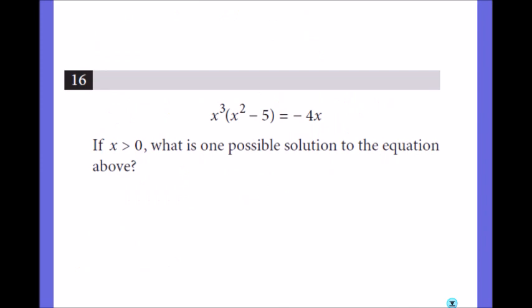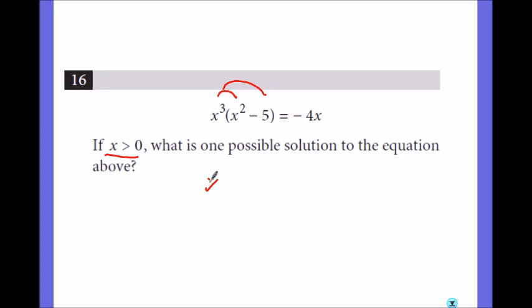So here's the free response part. And usually the very first question of the free response, or first few questions, are pretty easy. And a lot of questions you can just do by guess and checking. What is one possible solution to the equation above? Yeah, it seems pretty complicated to solve, and we know it's positive. So, start plugging in some numbers.